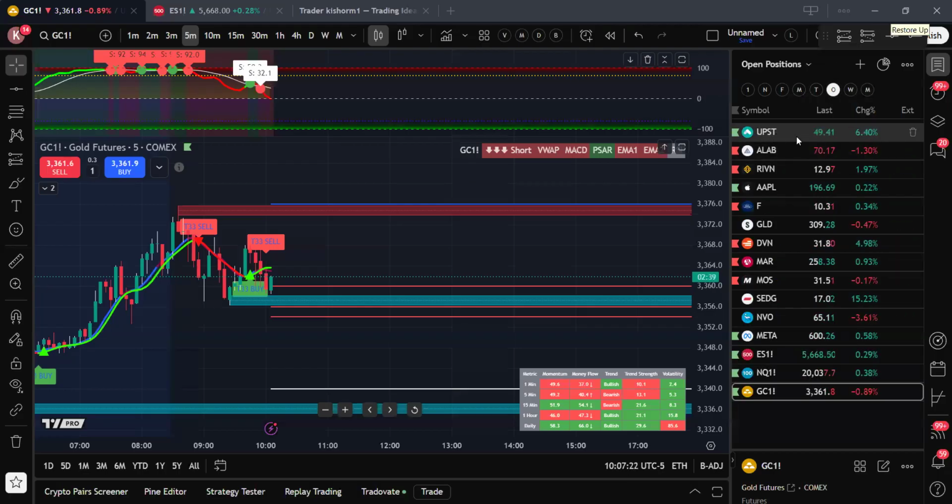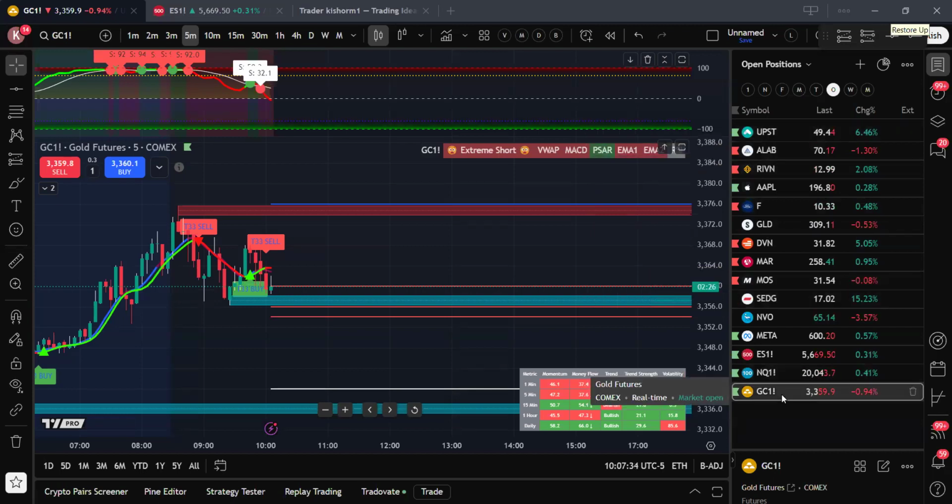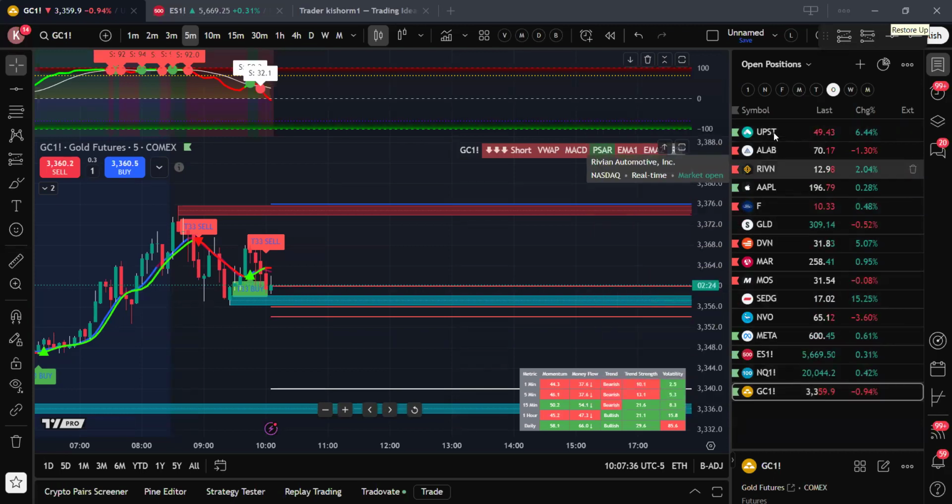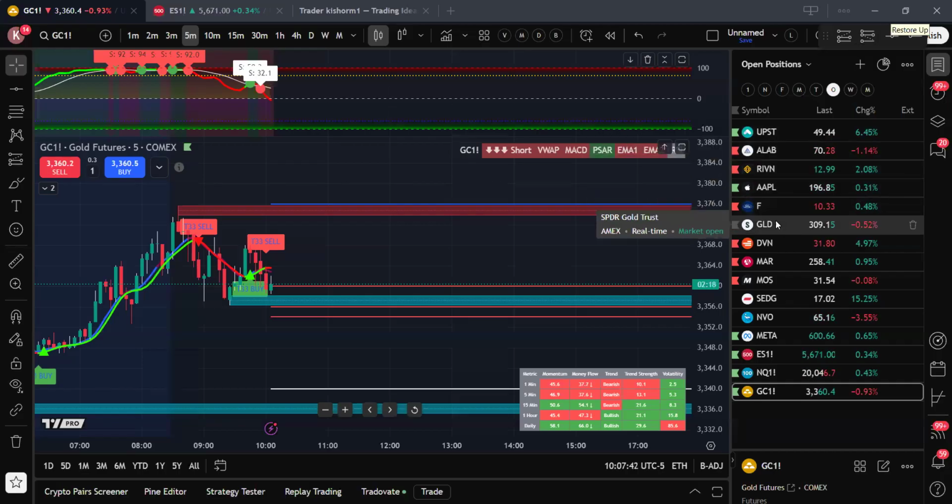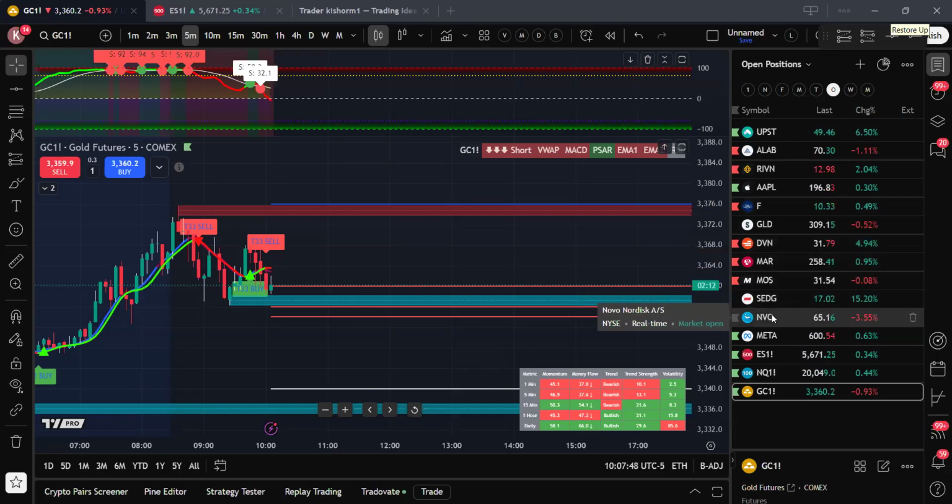The profits on UPST. UPST moved huge today. So if anyone is holding the bull puts for UPST, you can take the profits. Nearly 90% of our earning sellers made nice profits. We took profits on ALAB. We took on RIVN. We are still holding four to bear calls. We are holding INVO.